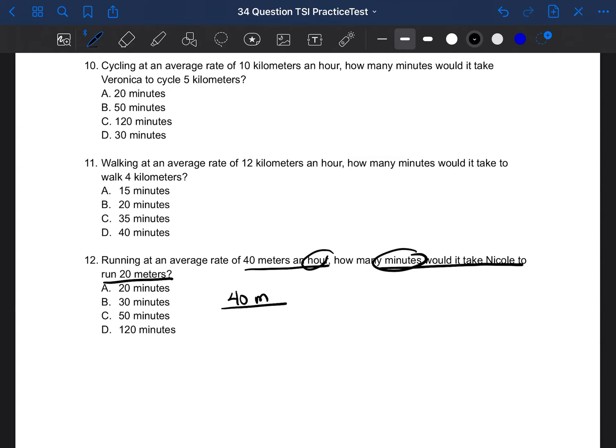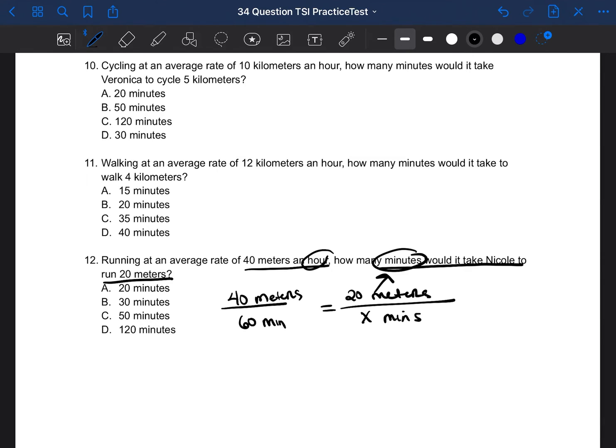We already know that. So instead of writing 40 meters over 1 hour, I'm going to write 40 meters over 60 minutes. And I'm going to set that equal to how many minutes would it take Nicole to run 20 meters? So 20 meters is going to be on top, and then minutes is going to be on the bottom.